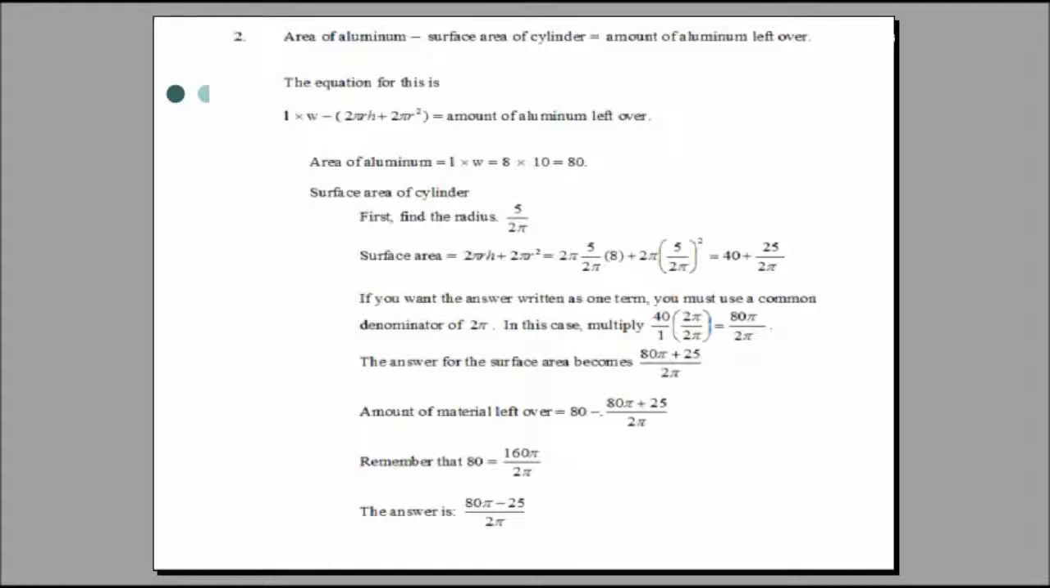The amount of material left over, therefore, is the amount of material we started with, which was 80 square units, minus the expression 80 pi plus 25 over 2 pi. Remember that 80 equals 160 pi over 2 pi, and if we subtract, this gives us 80 pi minus 25 all over 2 pi. And remember, when you are subtracting, you're distributing the negative sign, and that's why the sign before the 25 changes from plus 25 to minus 25.